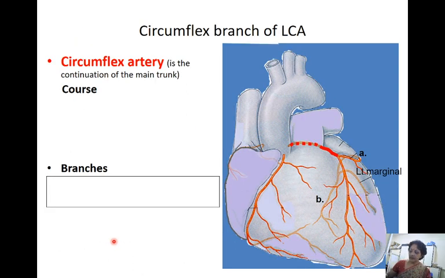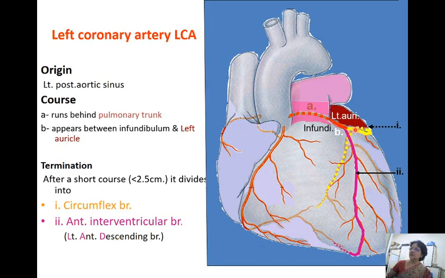So let's look at the branches. Let's go back one. Then it divides into a circumflex, yellow, which goes off towards the left margin of the heart, then turns behind, to the right, in the atrioventricular groove. Look where it's going. Its termination is going to meet the ending of the right coronary. This is the circumflex branch. It is named like this because it goes around, it bends and goes around. So that circumflex branch is on the left side.